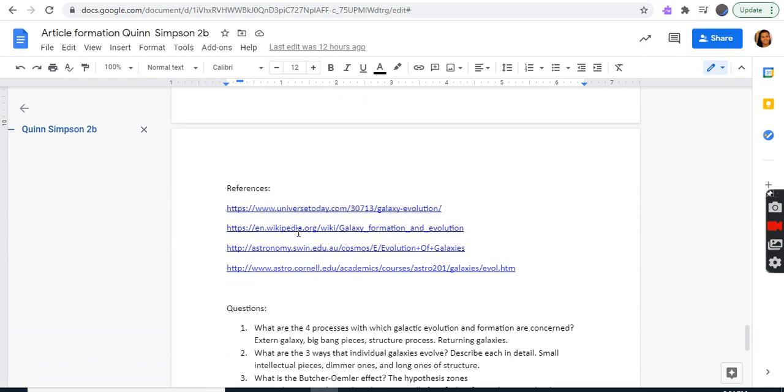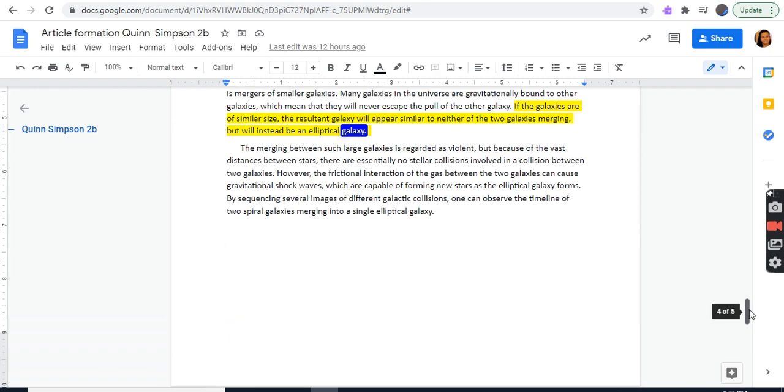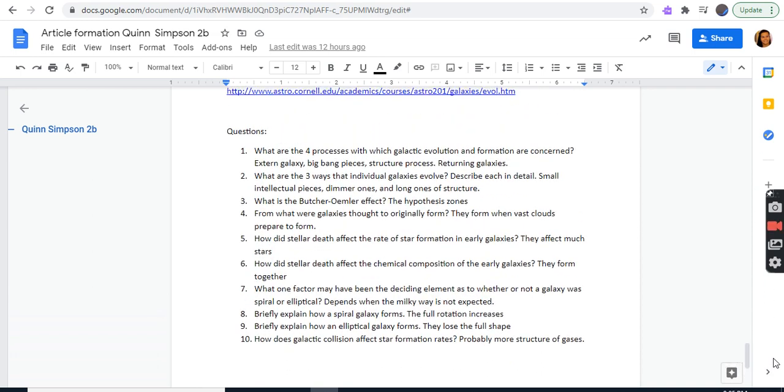You can click on those links. You can look at Wikipedia. This can tell you about that. I'm going to be reading the questions.